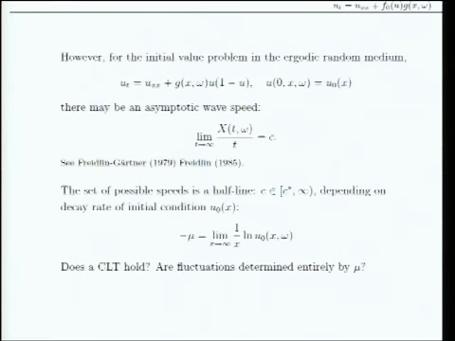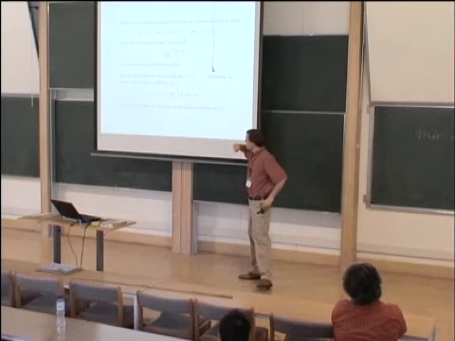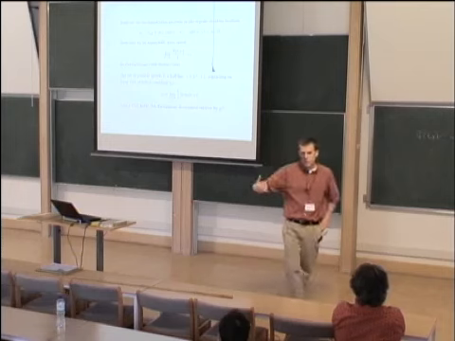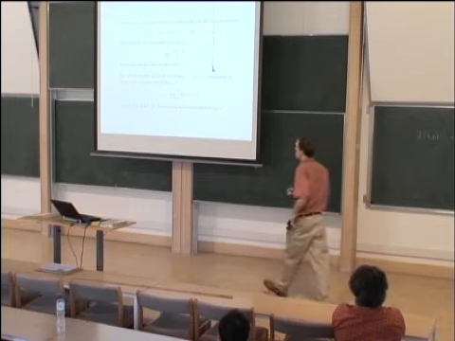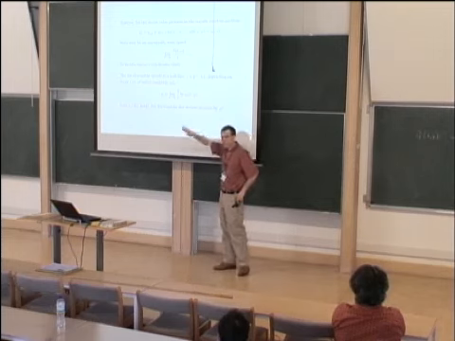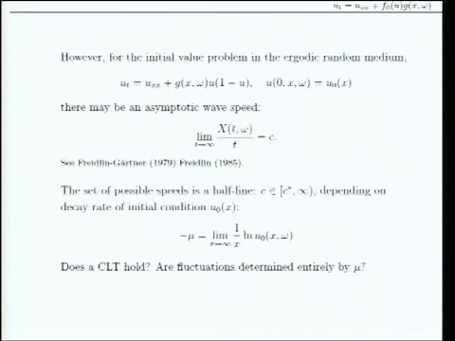As in the case of the homogeneous environment, there's a half line of speeds. There's a minimal speed, c star. For any speed larger than c star, you can produce waves with that speed. The speed depends upon the decay rate of the initial condition. The initial condition u is decaying as x goes to infinity, and if you look at the logarithm of u divided by x, if that limit exists, then the solution will have an asymptotic speed, which is determined by this constant. So this limit uniquely determines the mean behavior of the solution as time goes to infinity.